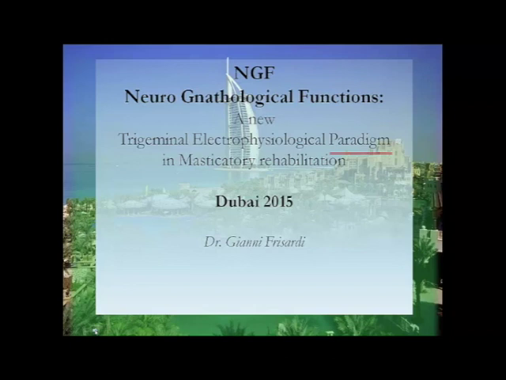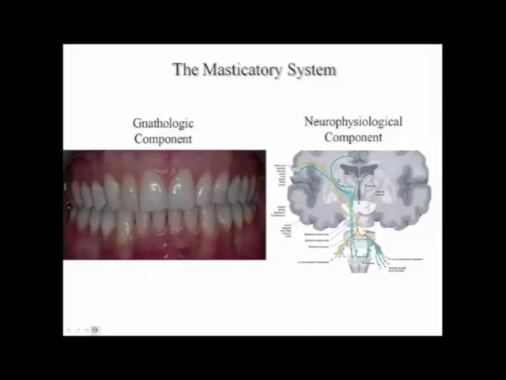Regarding the introduction, we should consider the masticatory system as a complex system that does not work in a linear way, but follows a stochastic process. Complex systems are composed of many elements which interact with each other in order to produce an emergent behavior of the system itself. So, the masticatory system is also composed of many elements which constitute two main blocks, the natological component and the neurophysiological one.